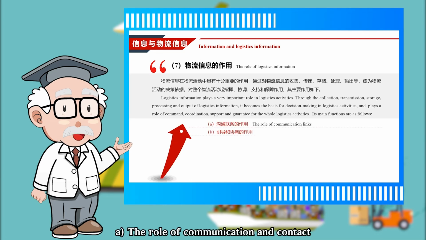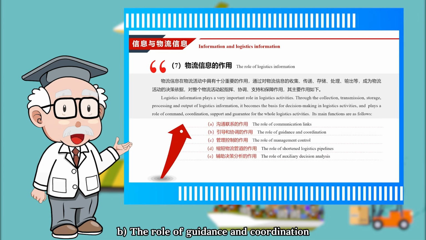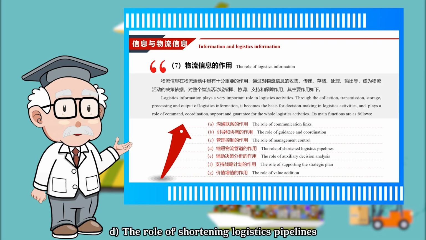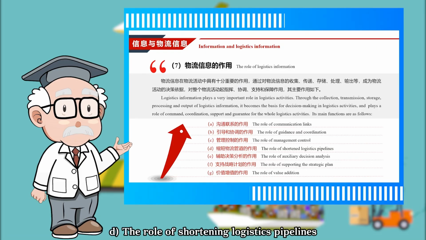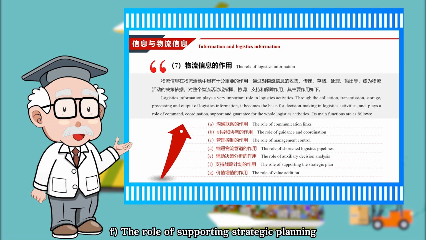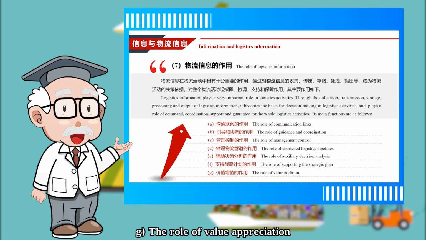A. The role of communication and contact. B. The role of guidance and coordination. C. The role of management control. D. The role of shortening logistics pipelines. E. The role of decision support analysis. F. The role of supporting strategic planning. G. The role of value appreciation.